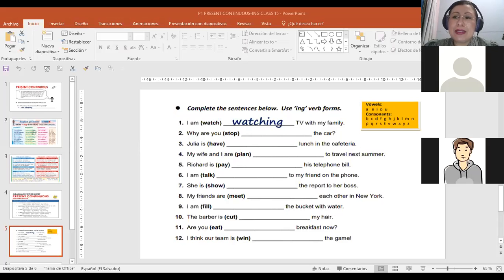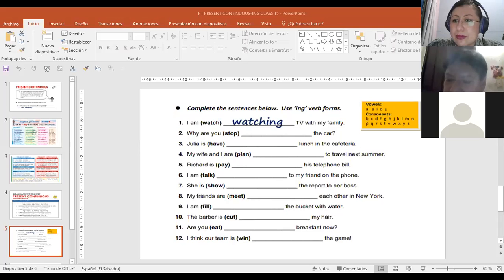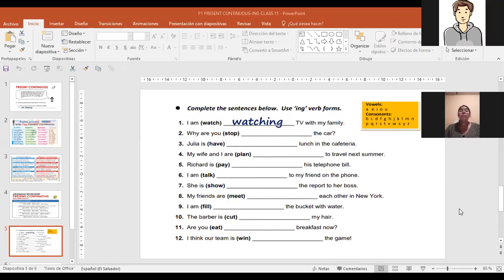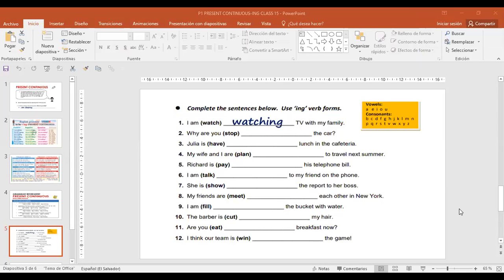Okay, number four, who wants to work with number four? ¿Quién quiere hacer la número cuatro? Let me see, vamos a ver. I don't see a raising hand, so I will say, vamos entonces a pedir voluntarios. Okay, Krishna, would you like to complete number four? Can you hear us? ¿Nos puede escuchar, Krishna? Ahí está. Yes, yes. Okay, adelante, Krishna.